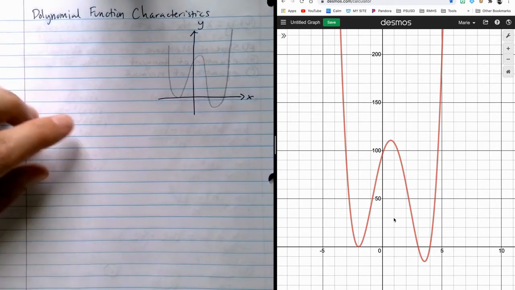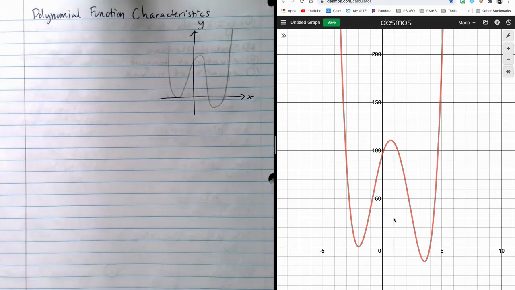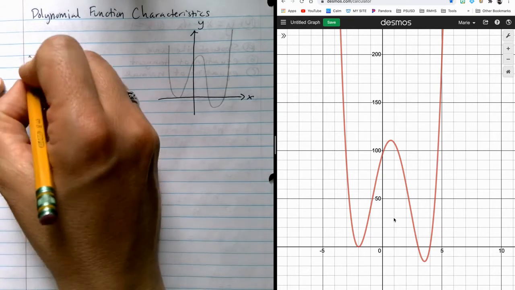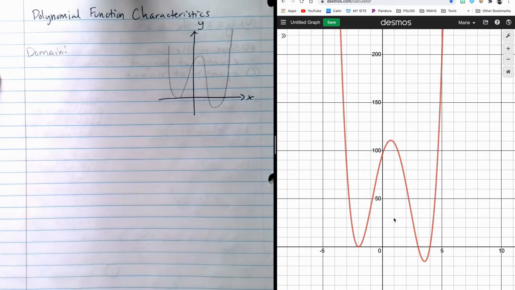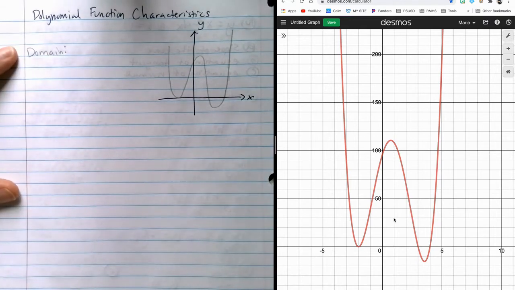Notice I don't have any points added on here. We're going to get to that. So we're going to go through this and analyze the characteristics of this polynomial function. Let's start with domain. The domain for any polynomial function is always all real numbers.